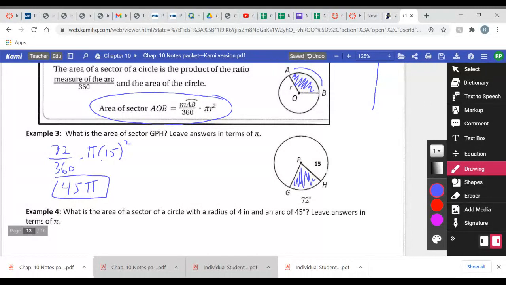On number 4, it says, what is the area of the sector of the circle with the radius of 4 and an arc of 45? Leave the answer in terms of pi. So same type problem. They just didn't give us a picture this time. So I've got my measure of my arc, 45 over 360 times the area of the circle, which is pi times 4 squared. And if I go ahead and multiply 45 times 4 squared divided by 360, I end up with 2 pi. And in this particular case, because it uses inches in the problem, then I know my area is going to be inches squared.